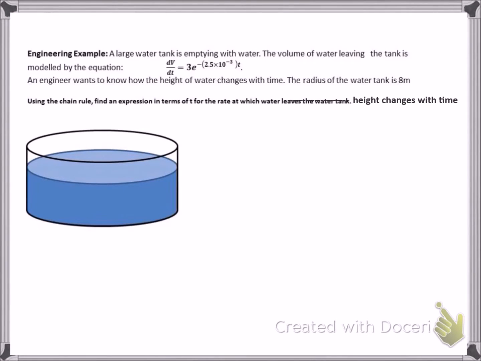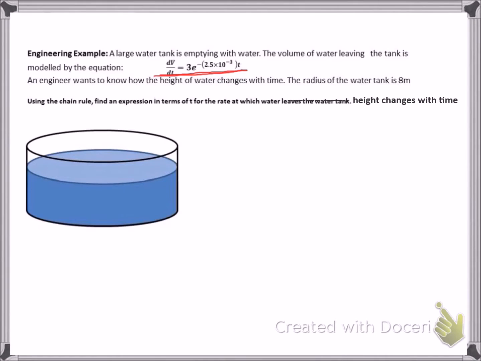Okay, so we have this water tank and it's emptying with water. We're told that the volume of water leaving the tank can be modelled by the equation dV by dt equals 3e to the negative 2.5 times 10 to the minus 3t. This thing here.